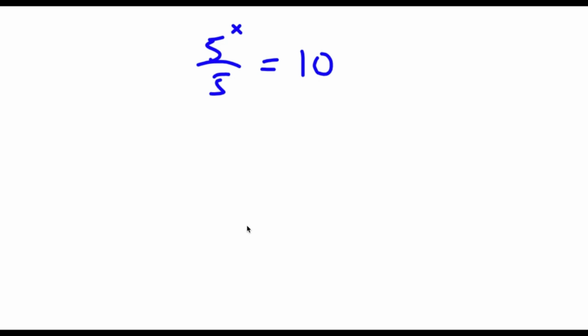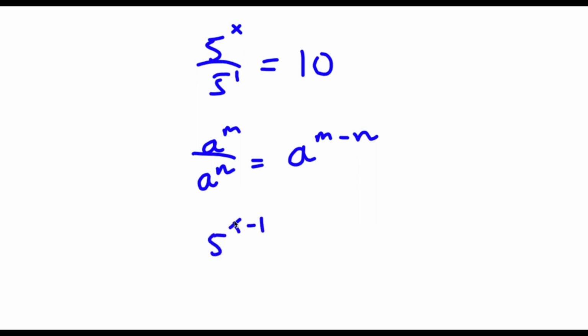Now, if I have something in the form a to the power of m over a to the power of n, this is the same thing as a to the power of m minus n. So for 5 to the power of x over 5, well 5, this is the same thing as 5 to the power of 1. So 5 to the power of x over 5 to the power of 1, that's going to equal 5 to the power of x minus 1, which is equal to 10.